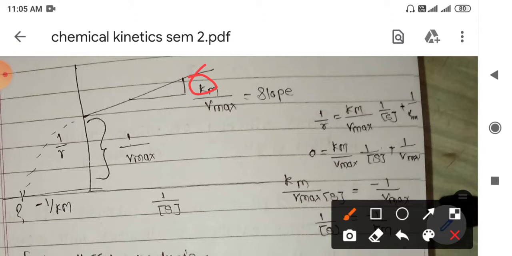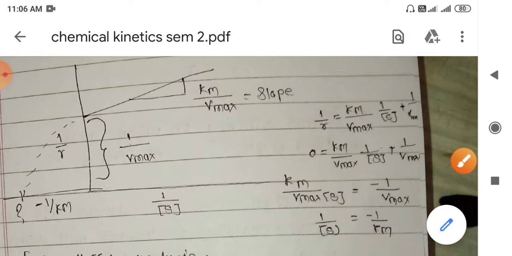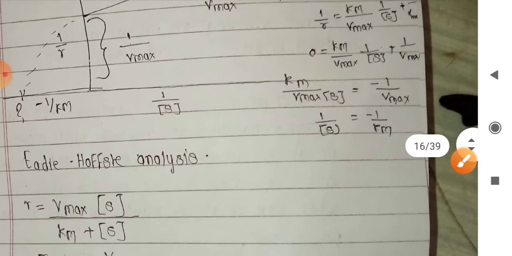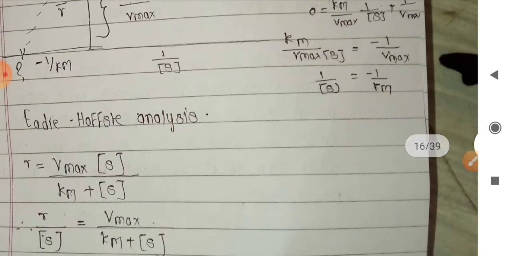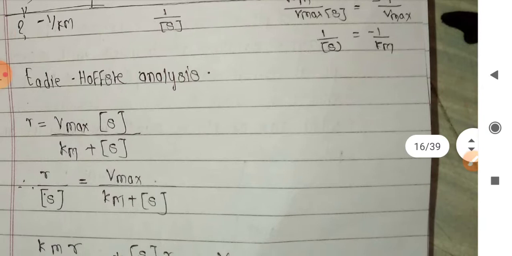Sometimes you may be given the value of the y-intercept or the x-intercept, so whichever value is given to you, depending on that value you should be able to find the maximum velocity and the Michaelis-Menten constant. All of these constants you should be able to find using this Lineweaver-Burk plot, or the double reciprocal plot. Now next is the Eadie-Hofstee analysis.